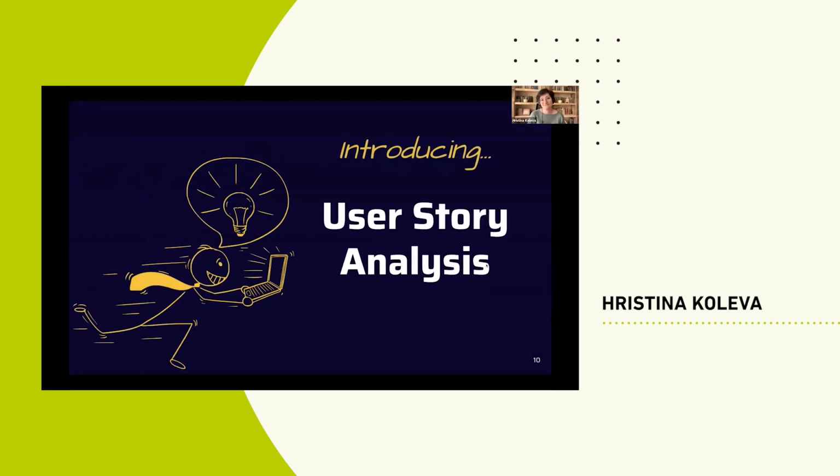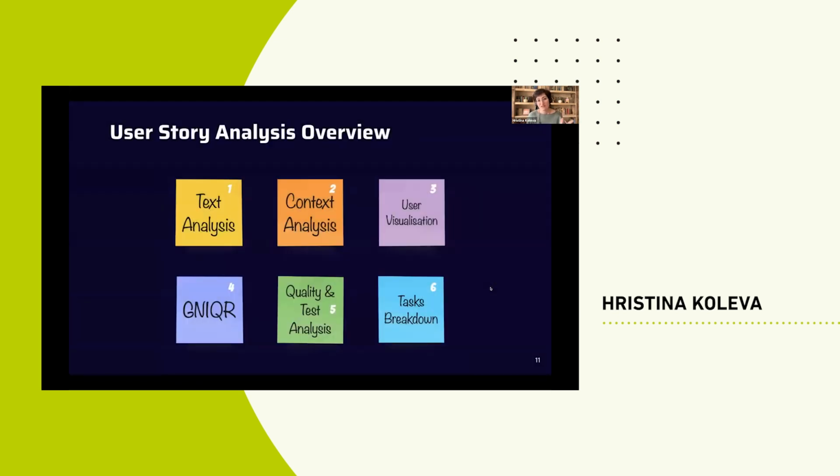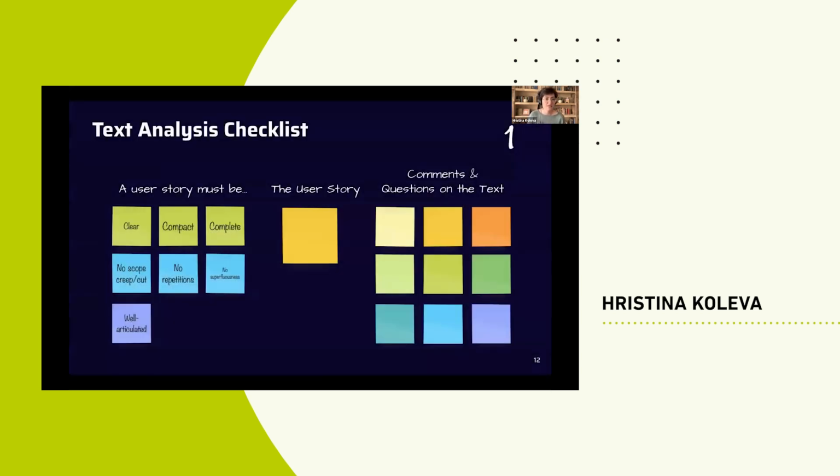So here it is, introducing the user story analysis, coming to the rescue. It has 6 frames: text analysis, context analysis, user visualization, a very cool abbreviation. You can't have a framework without a cool abbreviation, NIQR, of course, quality and test analysis, and the task breakdown. Let's see what each is.